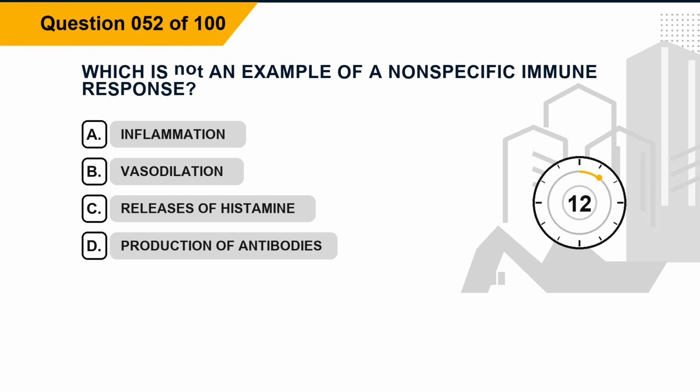Question 52. Which is not an example of a nonspecific immune response? Option A. Inflammation.